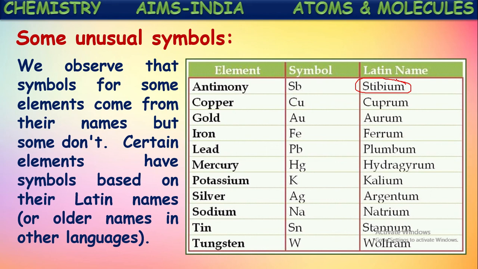One more familiar element, potassium. Potassium has its Latin name as kalium. That is why its symbol is K instead of Pt or Po. Got it? They are the elements which have their symbols from their Latin names.